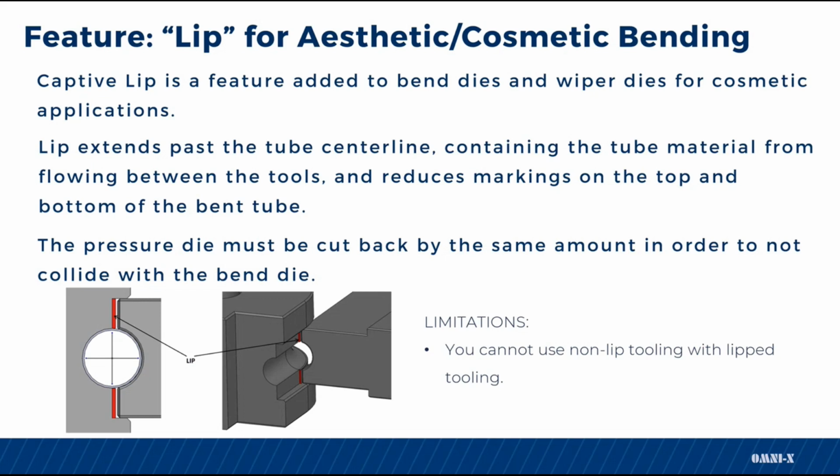For lipped tooling, the pressure die must be cut back by the same amount in order to prevent collisions with the bend die. One limitation of lip tooling is that you cannot use it in combination with non-lipped tooling.